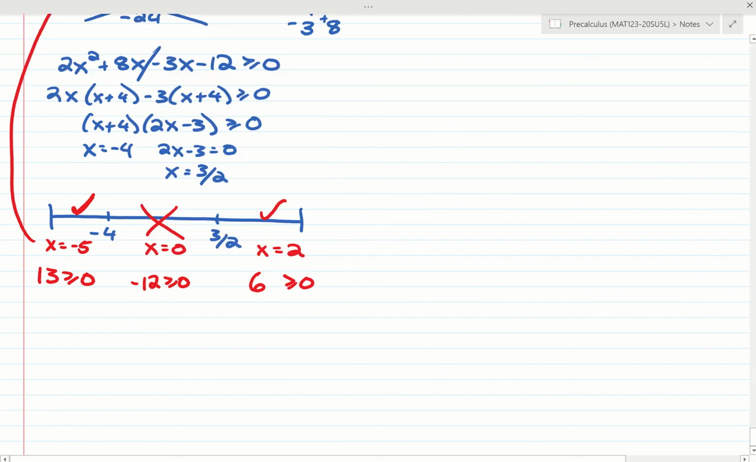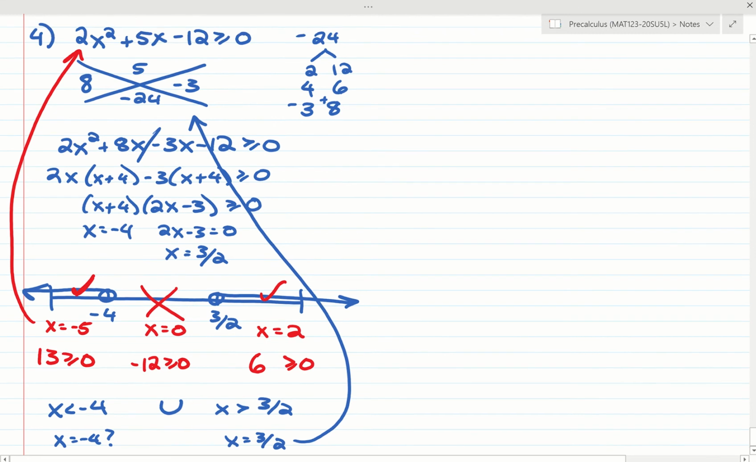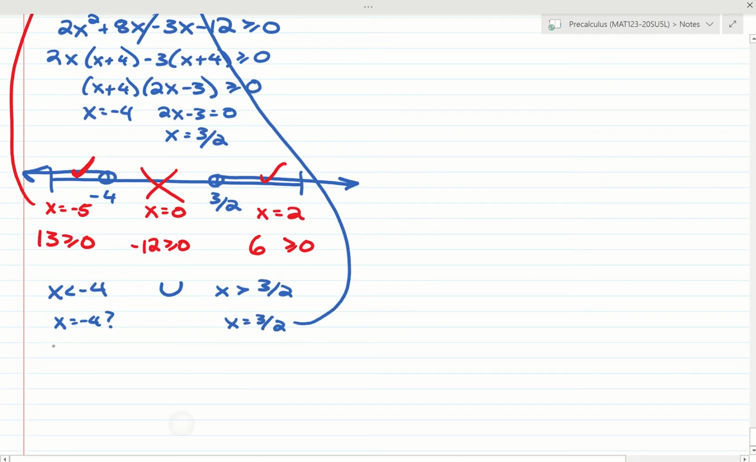So it looks like the regions that we have right now are any number less than -4 in union with any number greater than 3/2. And remember, this is a union problem because this is a number line, and right now this is what we're looking at for our answers. But could x be -4? Could x be 3/2? Well, if you plug those into our original equation, you would get 0 because those were x-intercepts. So you would get 0 is greater than or equal to 0, which is true. So those answers would be included.